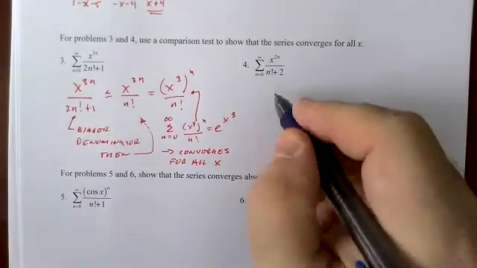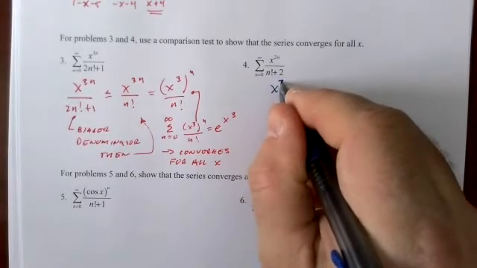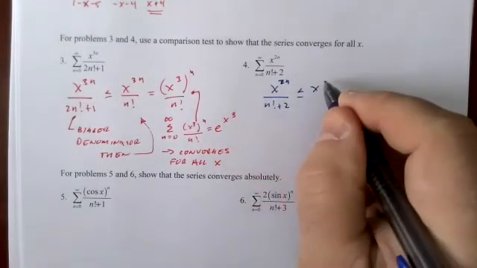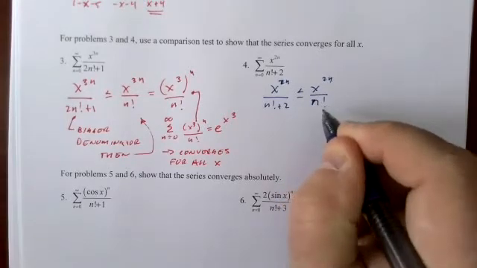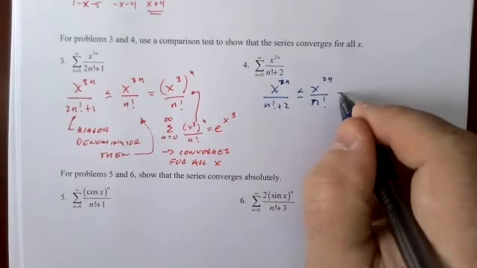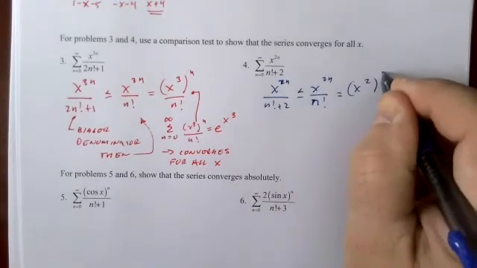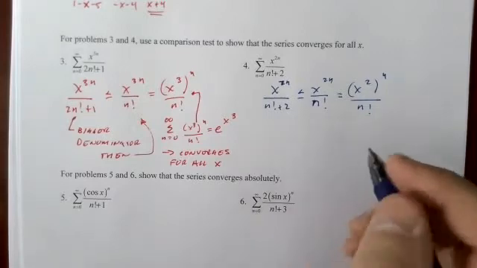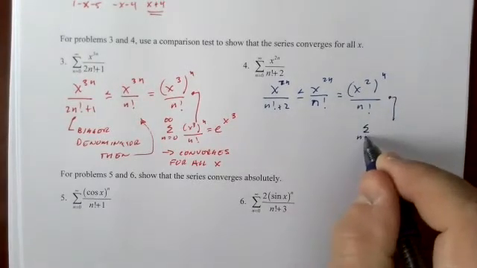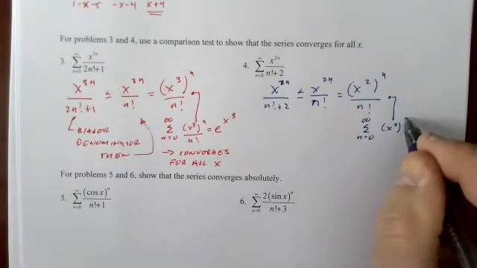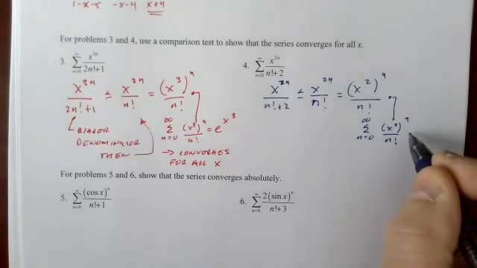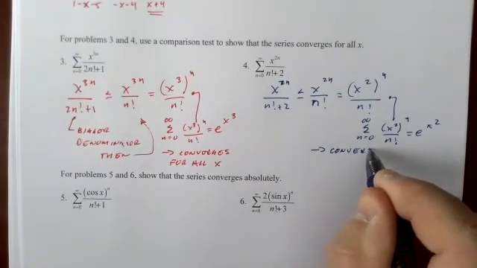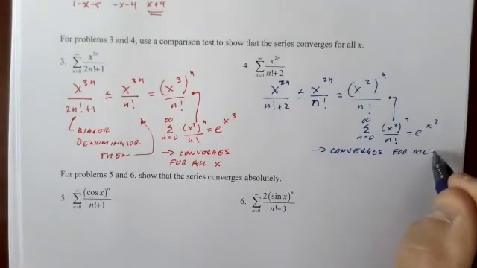Okay, here we go. Exact same problem. x to the 2n over (n plus 2) factorial is less than or equal to x to the 2n over n factorial. I'm not writing y because it's the same answer as before, which is equal to x squared to the n over n factorial, which is the sum n equals 0 to infinity of x squared to the n over n factorial, which is e to the x squared, which converges for all x.